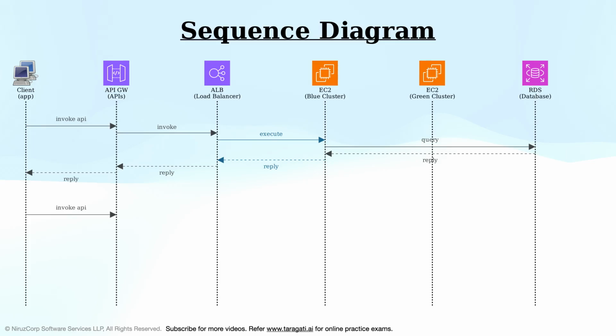Client application sends an HTTP API request to API Gateway. API Gateway forwards the request to the Application Load Balancer cluster endpoint. Application Load Balancer forwards the remaining percent of requests to the green EC2 instance target group. Amazon EC2 queries the RDS database by connecting to the primary instance.